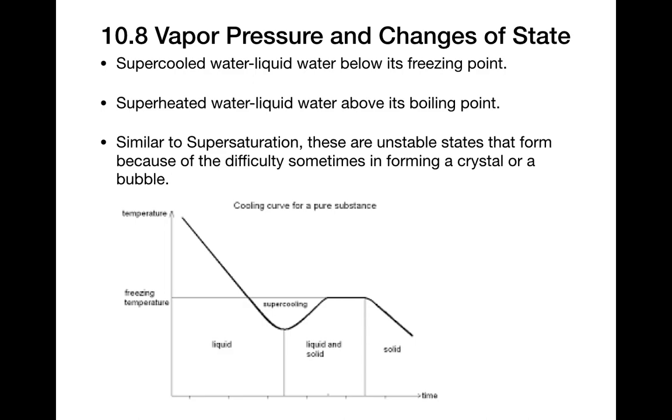There are effects called supercooling and superheating. This is definitely seen in water. You can take water below its freezing point, and because it's difficult to form a crystal of ice in pure water, you can actually see water go below the freezing point and then rise back up to the freezing point as crystals begin to form. It's called supercooled water. Below its freezing point, it could still be liquid.